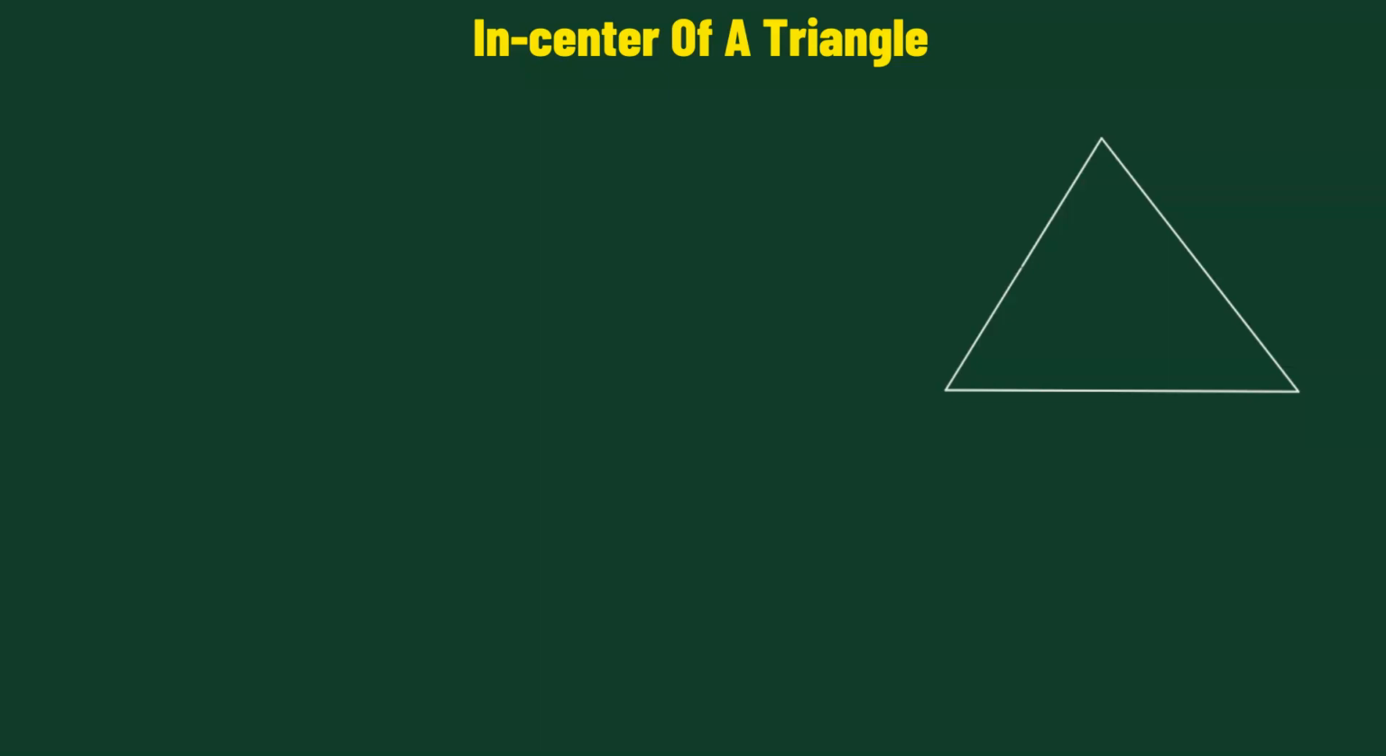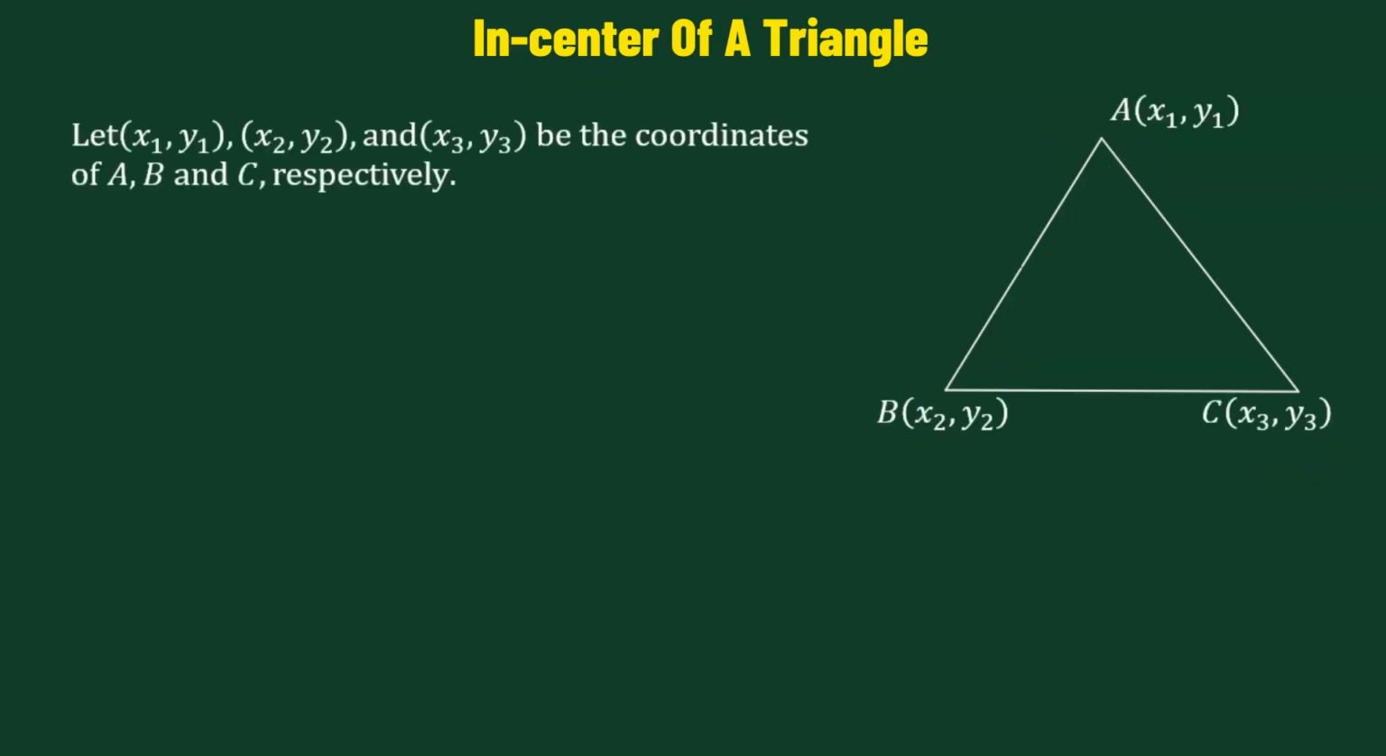Let's find out the coordinate of the incenter of a triangle. So we'll begin by considering a triangle ABC. Let the coordinates of A, B, and C be given by (x1, y1), (x2, y2), and (x3, y3). Now, in the next step, we'll also name the sides of the triangle.